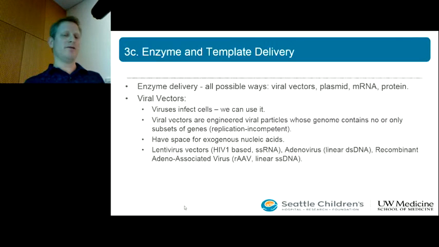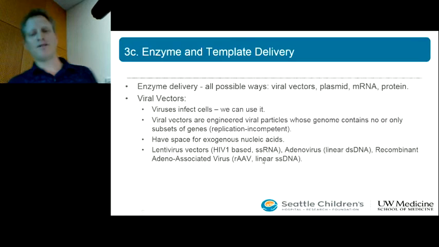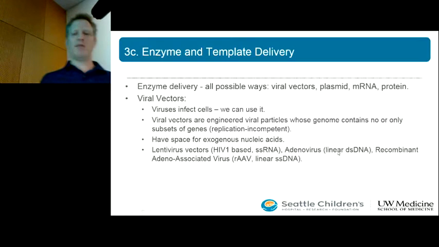People think of lentivirus. It's an HIV-based RNA strain, and that goes back to what I heard two years ago about viruses. You can use adenovirus, which is linear DNA, and people are using more and more AAV. These are recombinant adeno-associated viruses, which are linear single-stranded DNA.